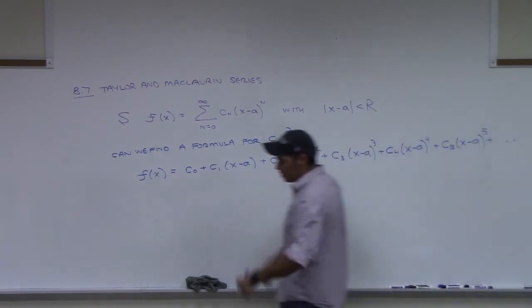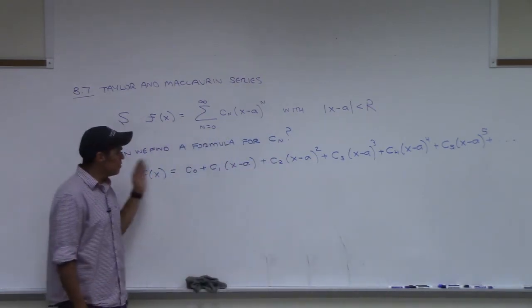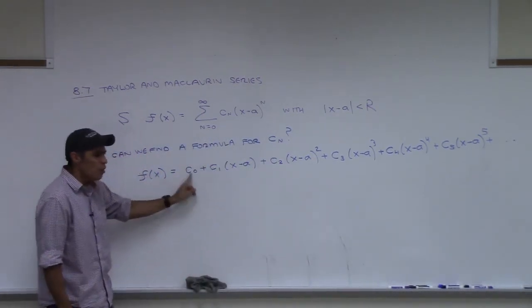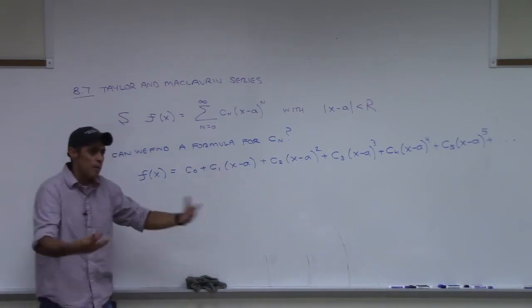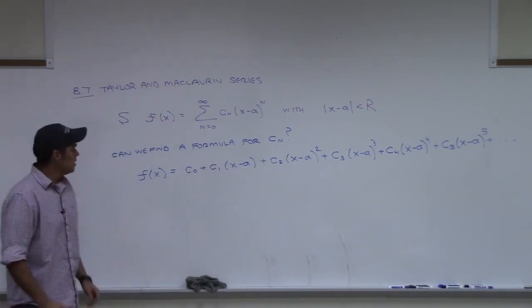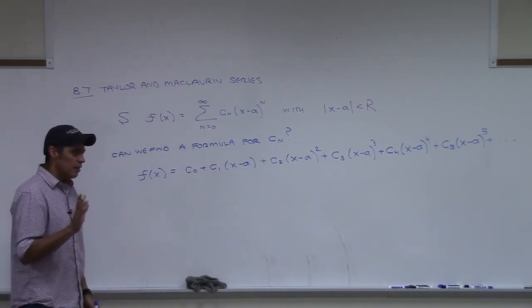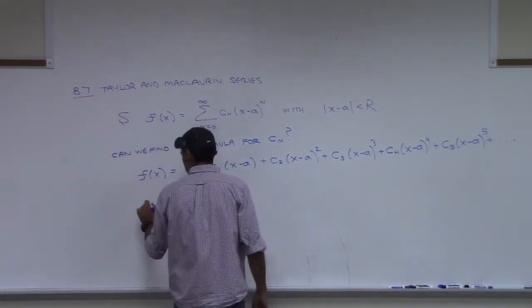So we have some function. We know it can be rewritten as this power series. We just don't know what these c's are. So is there a way we could somehow generate them, right? So check this out. This is very clever. It's not my idea. That's why it's clever.